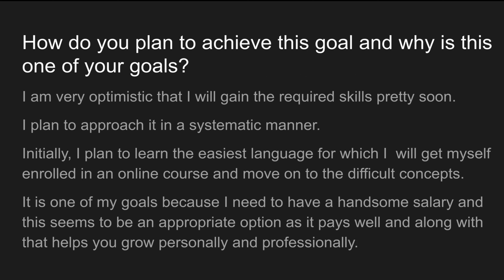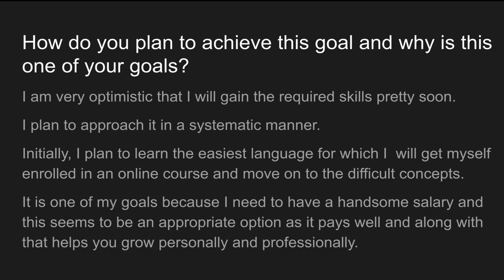Now we come to the last question of the cue card. How do you plan to achieve this goal? And the fourth question is, why is it one of your goals? Now if you say how you plan to achieve it, first of all, you will say, I'm very optimistic about it. Optimistic means positive. Why am I so positive? Because I know that I'll be able to gain the required skills.